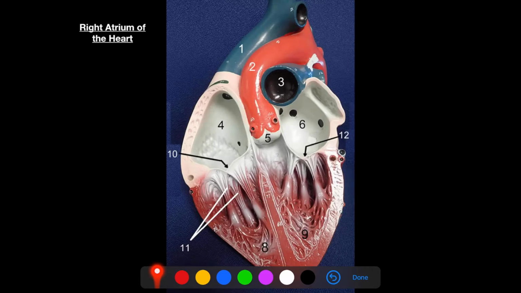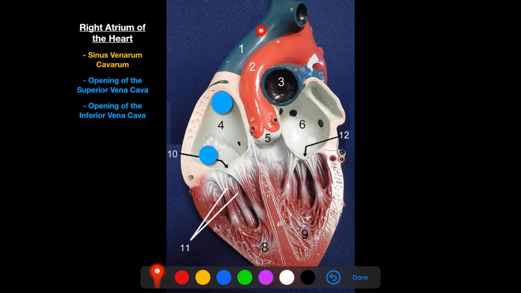So I'm going to start right where blood is received into the heart, which is the right atrium of the heart. So the first thing I want to discuss is this space. Now, the space where blood is received from both the superior vena cava and the inferior vena cava is called the sinus venarum cavarum. And there isn't really any trick to remember the name. You just have to memorize it. But the sinus venarum cavarum is where the blood is received into the right atrium.